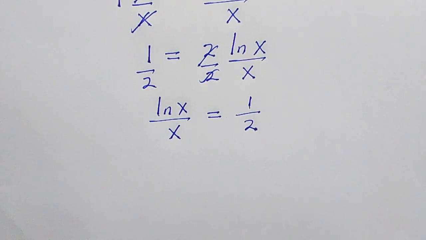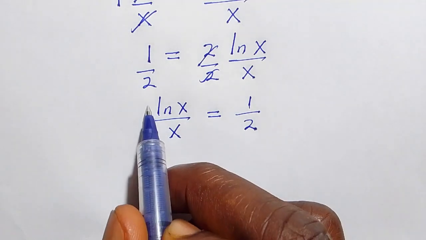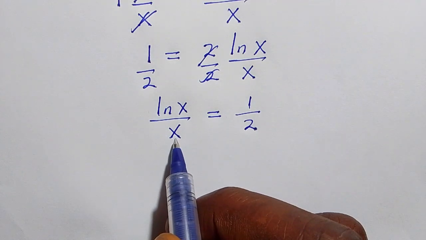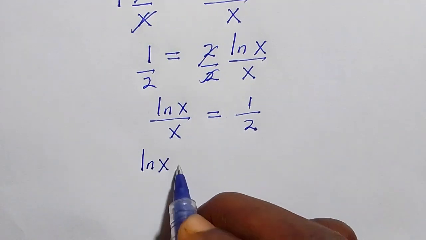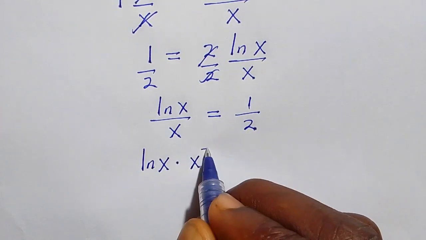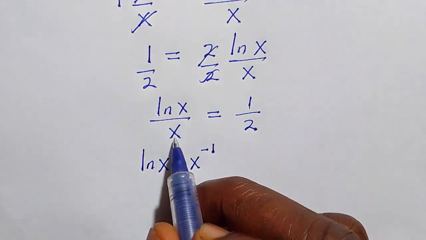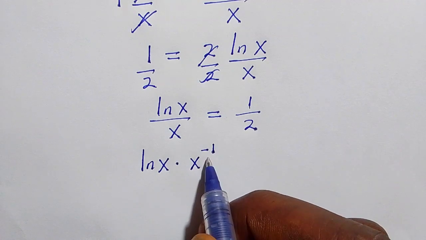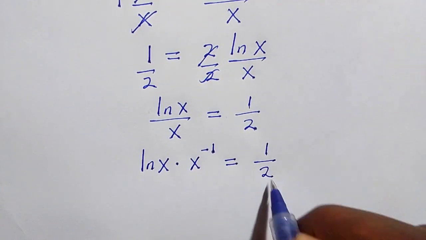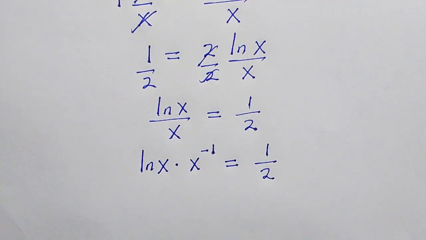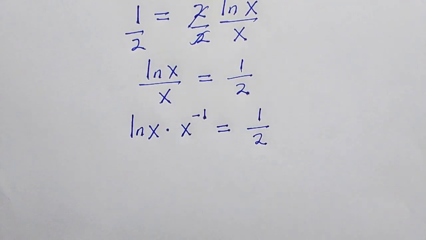So here is where we come. Suppose we have this as 1 divided by x. We can write this as ln x multiplied by x raised to the power of minus 1, because 1 over x is the same thing as x to the power of minus 1, and everything equals 1 divided by 2. So let's try to borrow some knowledge.